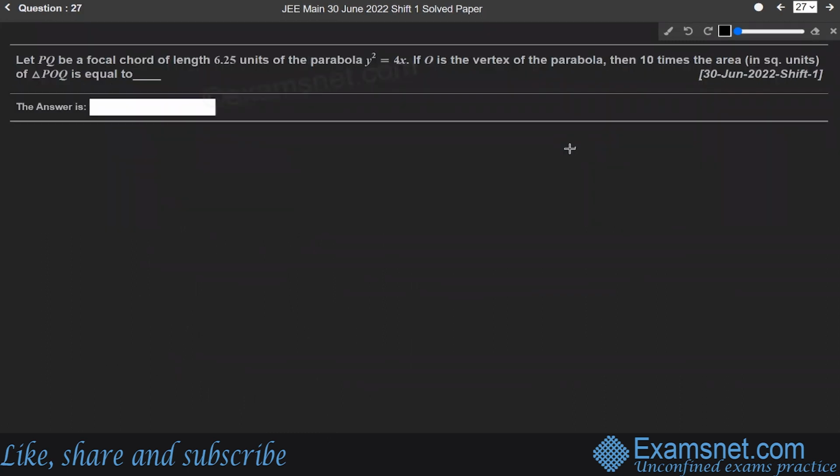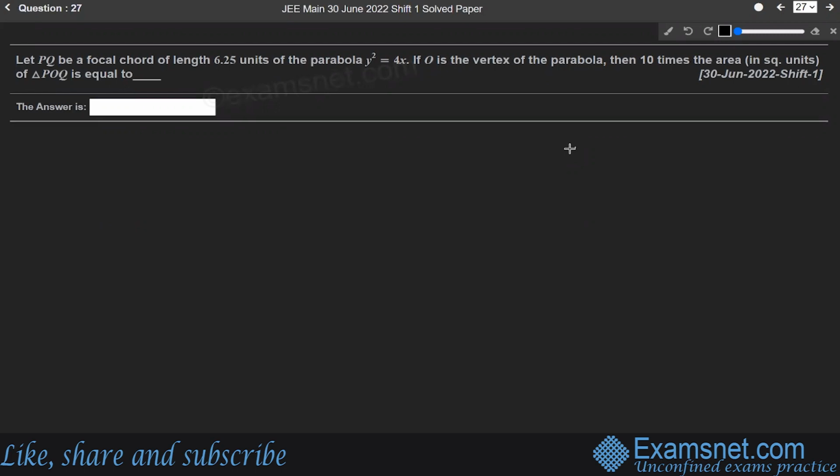Next question is: let PQ be a focal chord of length 6.25 units of the parabola y square is equal to 4x. If O is the vertex of the parabola, then 10 times the area in square units of triangle POQ is equal to. Firstly, let us understand this question by making a diagram, right? A triangle is formed here, a parabola is given here. So let us first make the diagram just to understand it better.